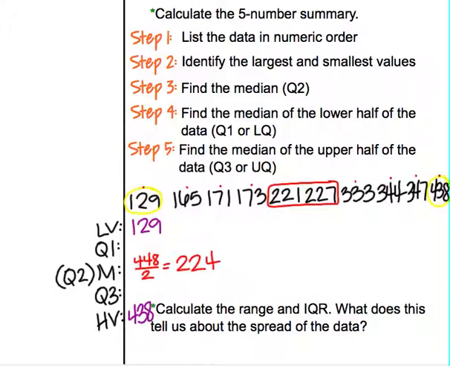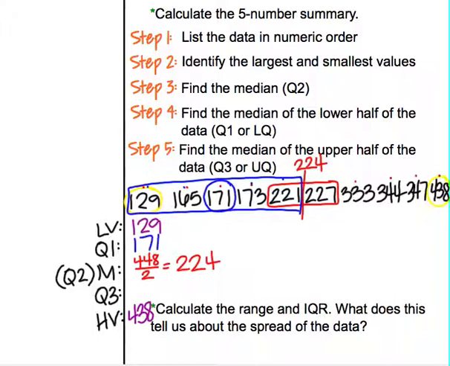Now, because my median is right here at 224, when I find the quartile of the lower half of the data set, I'm going to include this number because it isn't the median. Now, if the middle number had been the median, then we don't include that because that's not part of it. So now I find the median of this part. So we go low number, high number, low number, high number. My first quartile is 171.